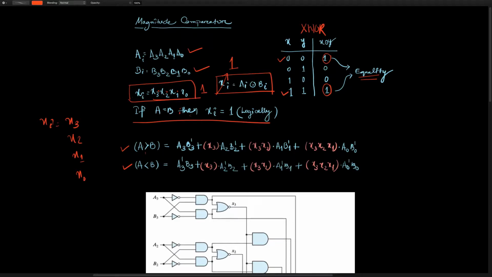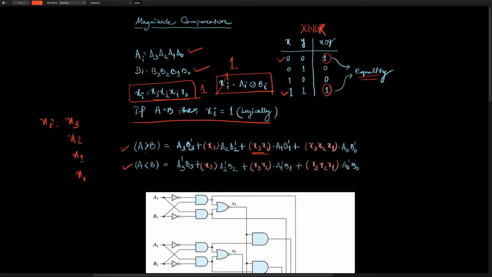For greater than, we begin with the most significant bit, that is A3 B3 complement, the second number complement, plus we continue with X3 A2 B2 complement. Again we go for X3 X2, there is an addition of the XNOR operation here. So the structure remains the very same. By looking at the structure, you can calculate the expression for any A of i and B of i.